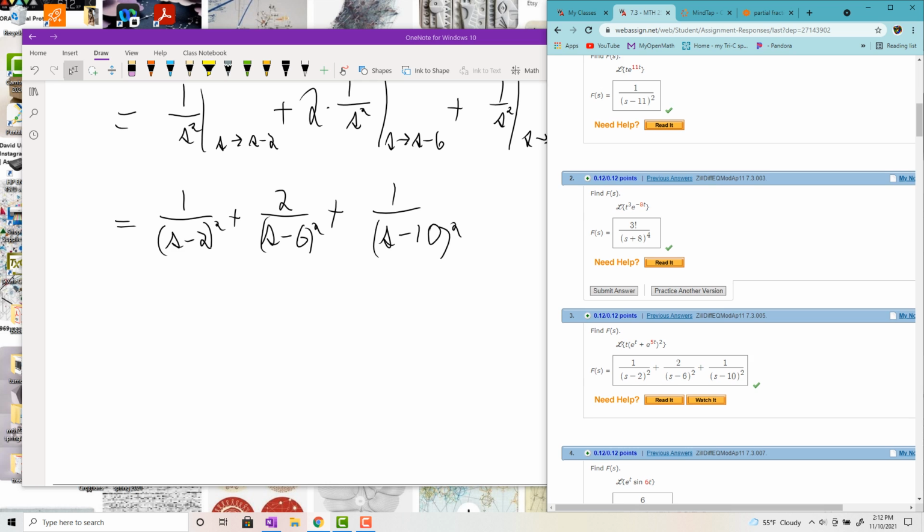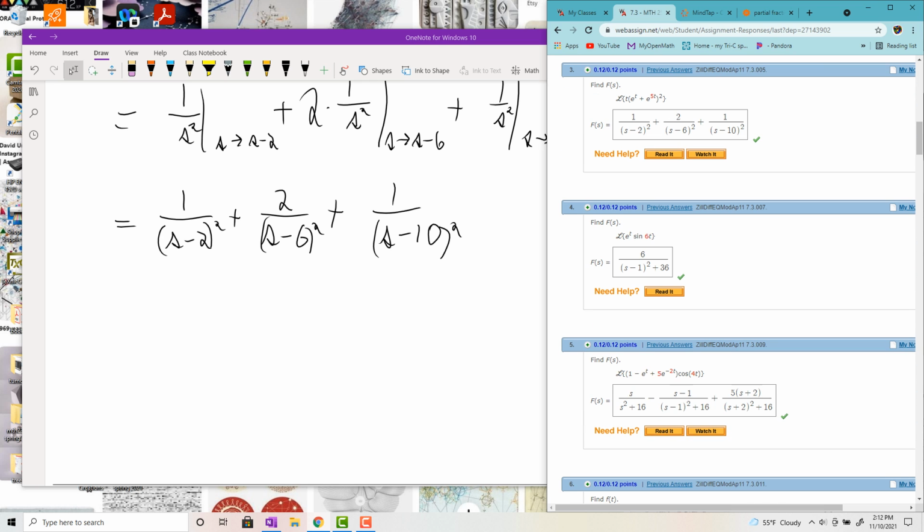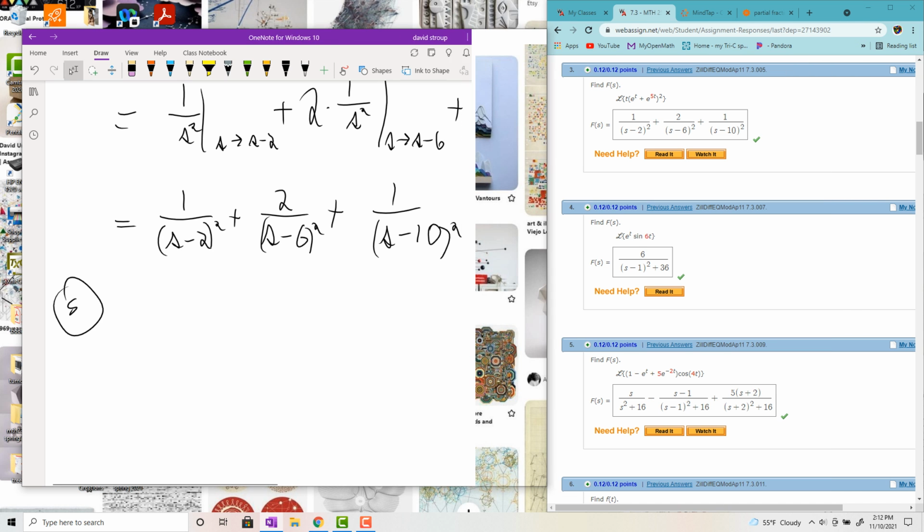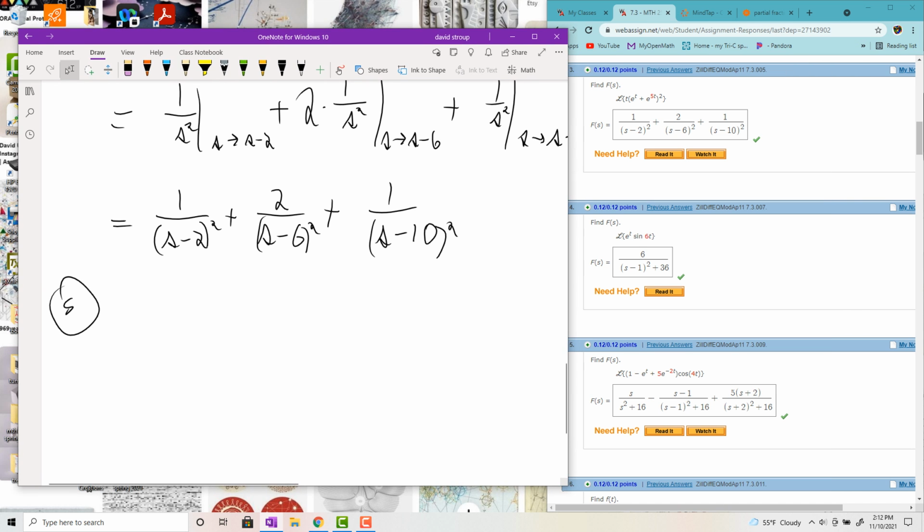All right, let's look at another one. This is maybe number 5. Looks annoying. So I have Laplace of, let's go ahead and distribute the cosine, right? So I have cosine 4t minus e to the t cosine 4t plus 5e to the negative 2t cosine of 4t.